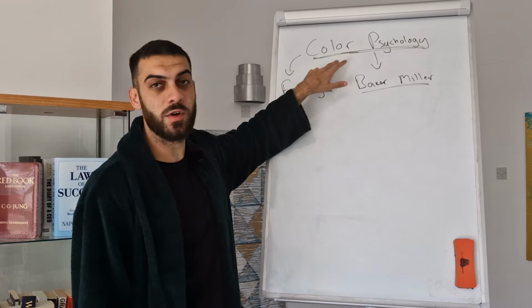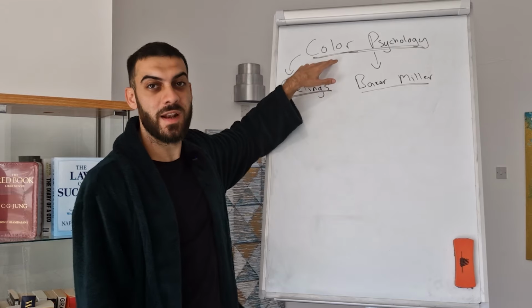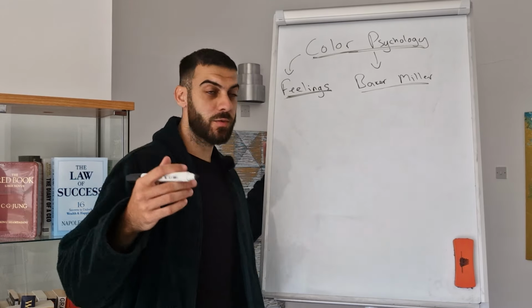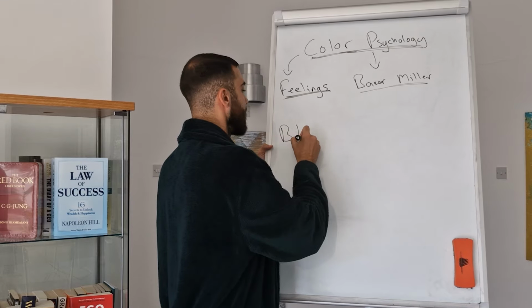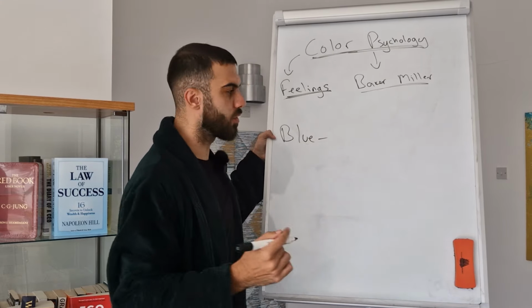Now, if restaurants can use color to make more money and get people to eat more, and prisons can use color to make inmates less aggressive, you can use color correctly to make more money with your KDP books. And how do we do that? Well, I'm going to show you some colors and their psychological principles. I don't know what it's called, but what feelings they cause when you see it.